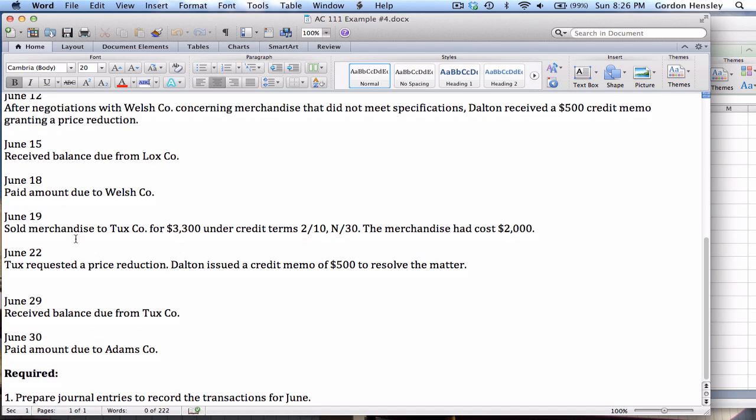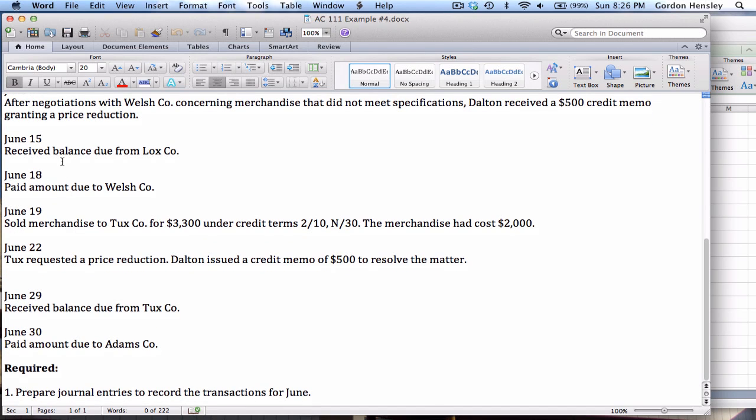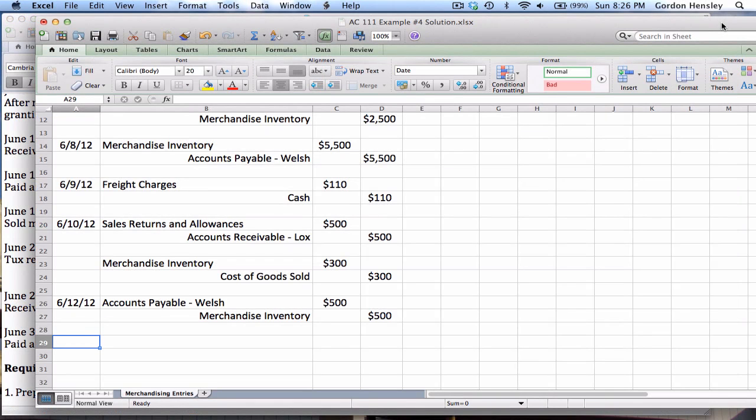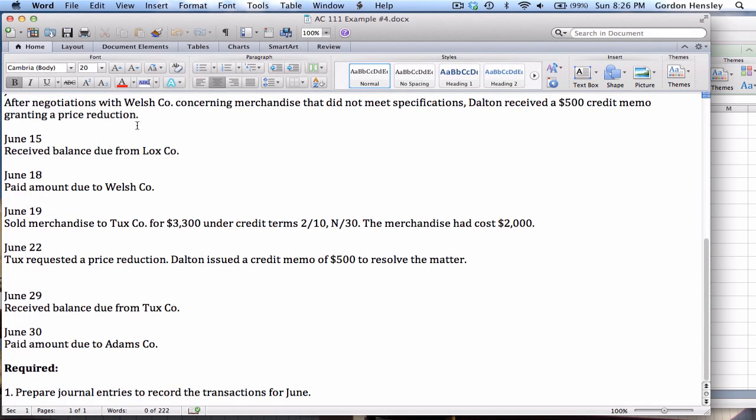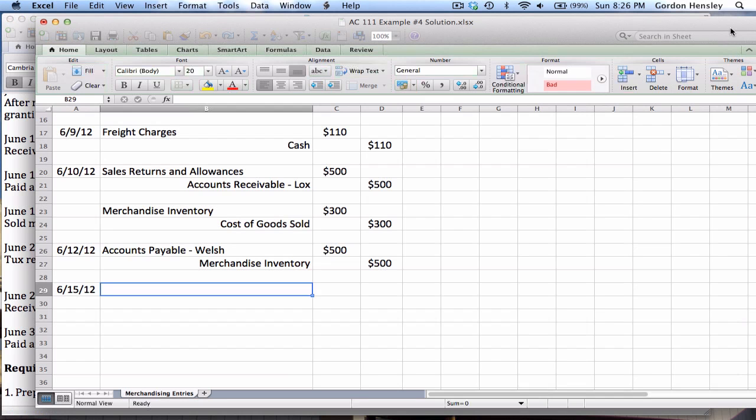Now, the next transaction is on the 15th. Here's where it becomes a little bit more difficult. June the 15th, I'm going to receive the balance due from Locks Company. So this is on June the 15th. Now, when you start receiving payments and making payments, that's where it gets a little confusing, because you have to consider the possibility of discounts. So in this case, I'm receiving the amount due from what company? From the Locks Company. So I'm going to receive cash.